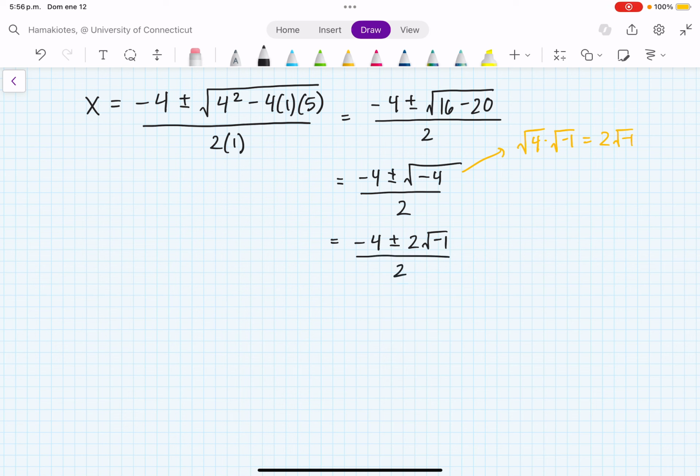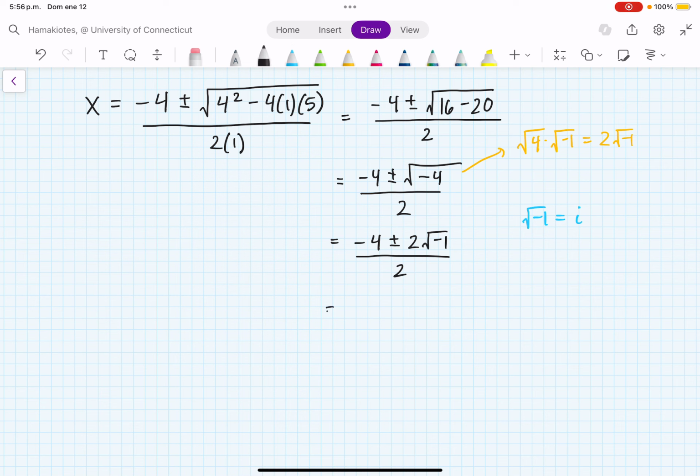Now we have the square root of minus 1, and so maybe we were taught that you can't take the square root of a negative number, but actually this is a complex number, so the square root of minus 1 is what we call i, and this is an imaginary number. So let's continue to solve this using i.